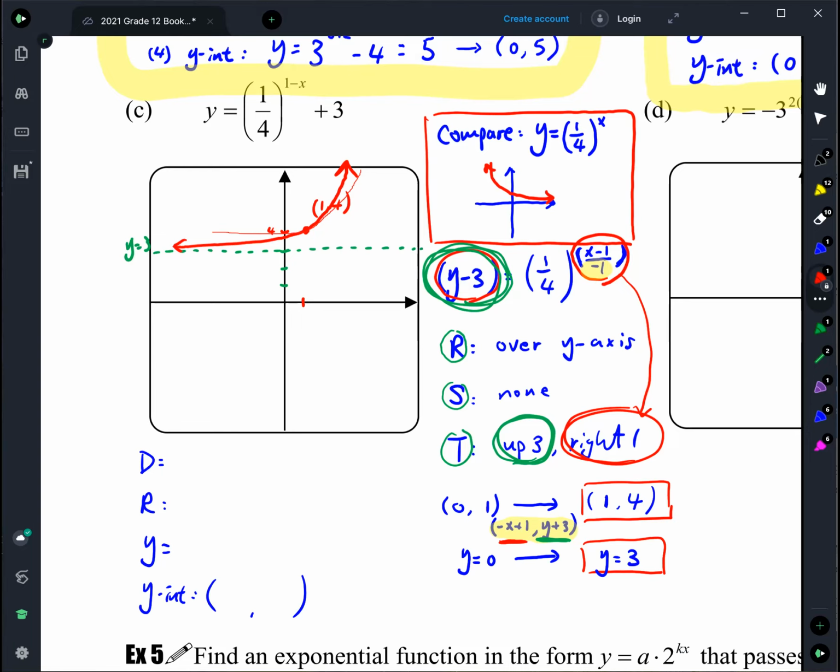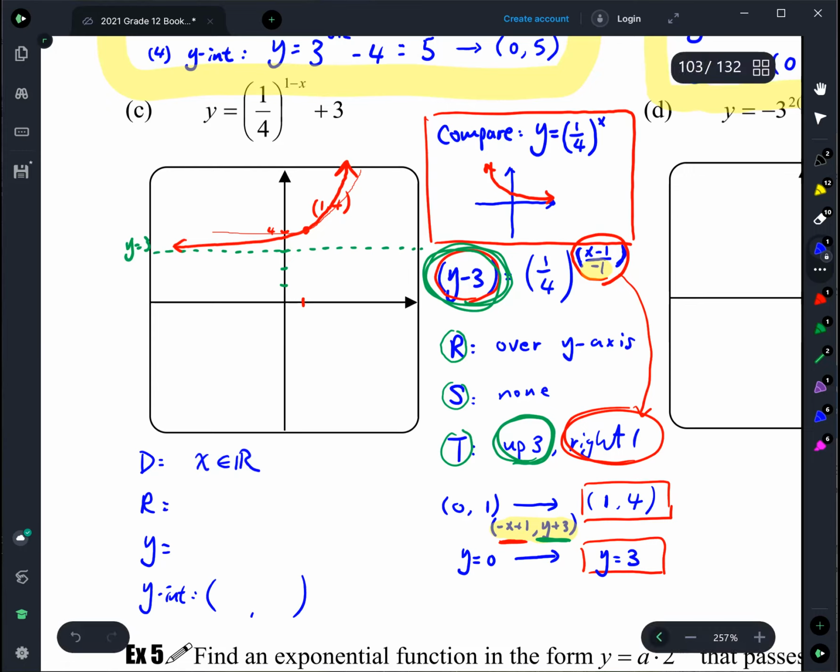All right, so let's go over the domain and range. Domain, as always, is all real numbers. What is the range for this? Waylon? What's the range? Look at the graph. Range y is greater than 3. Yeah, very good. Everything is above the green line. The green line is at 3, so greater than 3.